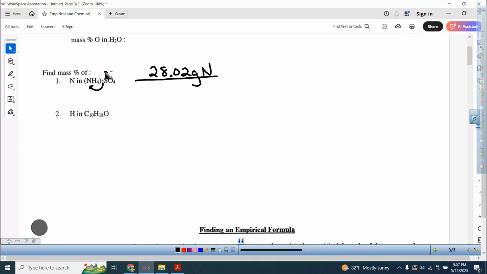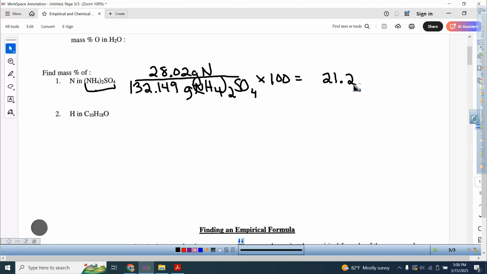Okay, then I just need to add up the weight from the periodic table for ammonium sulfate. And this is not any different than what we've been doing with stoichiometry. You're just going to add up the weight from the periodic table. And when I do that, I get a mass of 132.149. Times 100 gives me a mass percent of 21.2% nitrogen in ammonium sulfate.